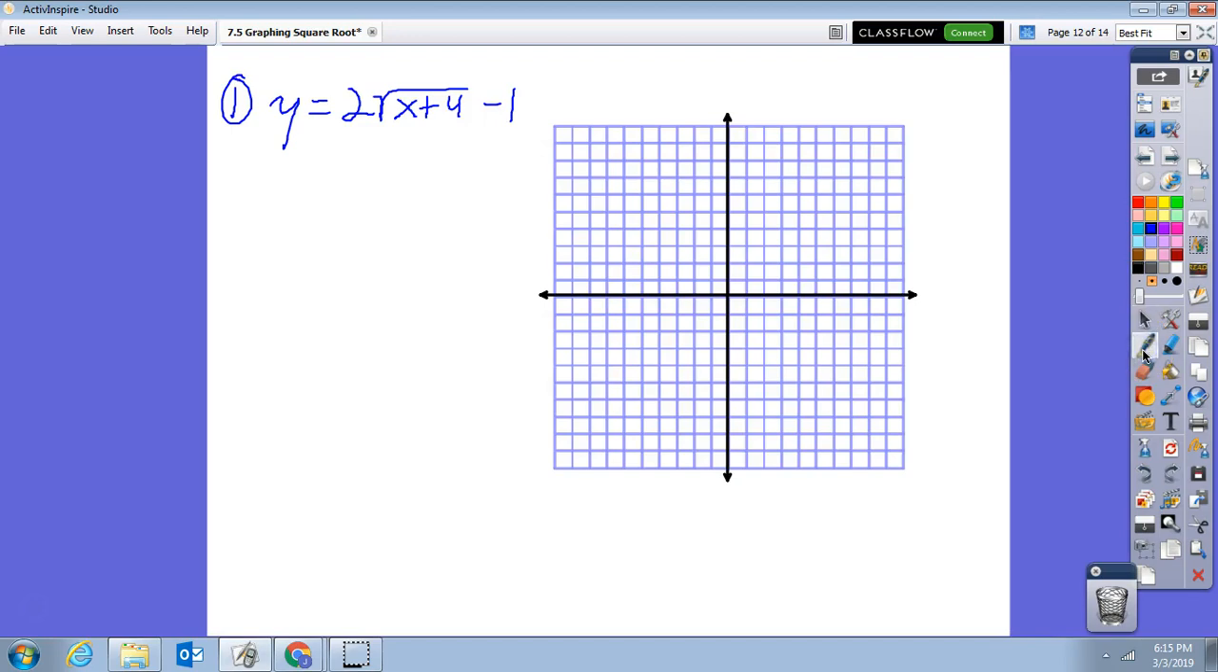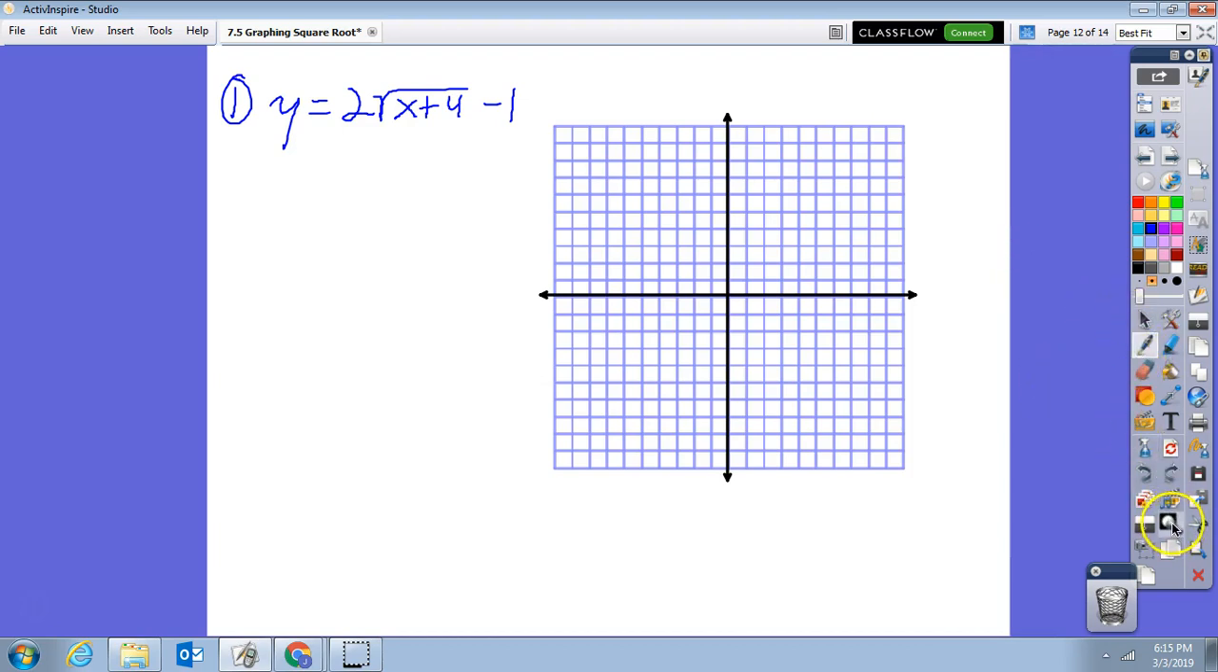So here's a little quick review on graphing with square roots and cube roots. Also, this could be applied to general radical functions as well if you knew the parent functions. So what we're going to do first here is graph a square root.